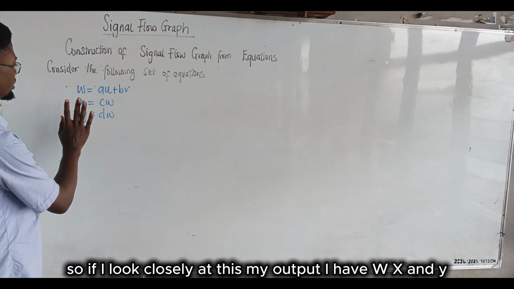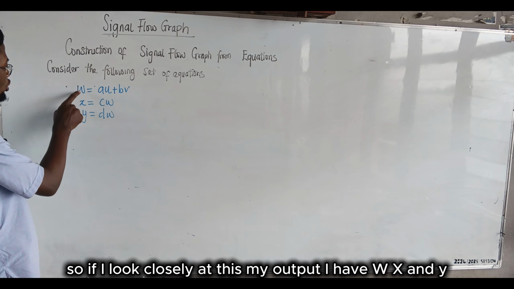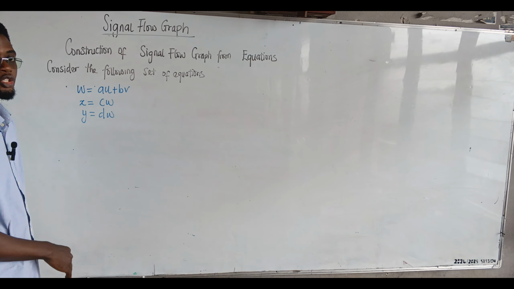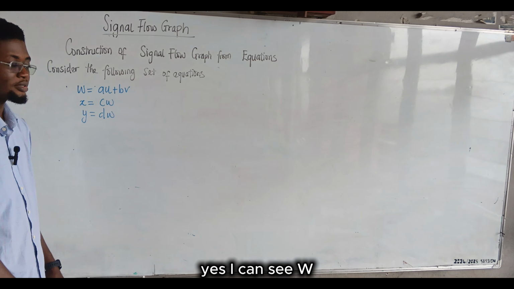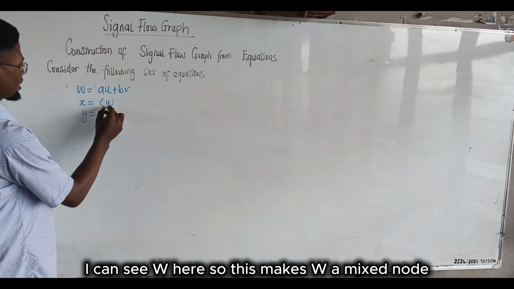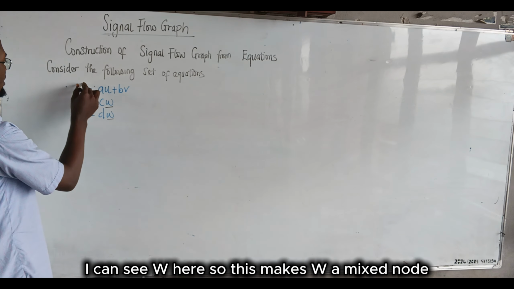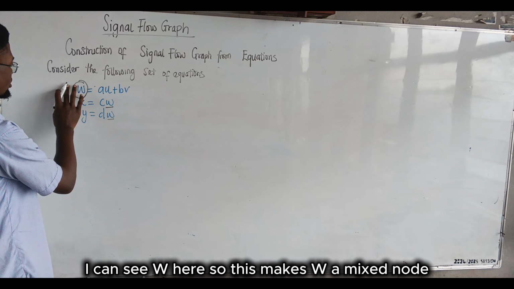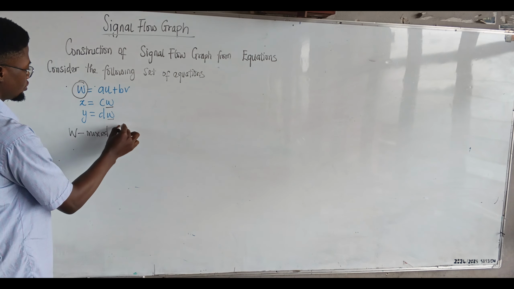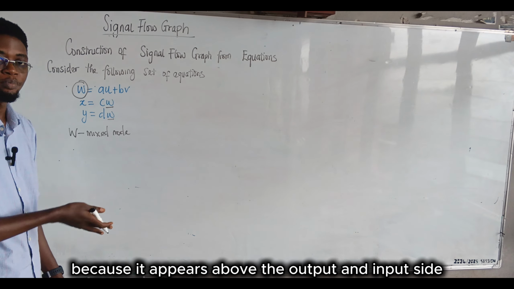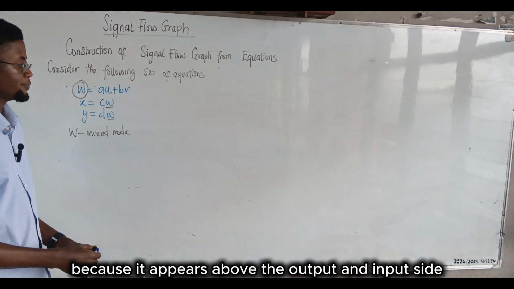So if I look closely at my outputs, I have W, X, and Y. Do I have any of these output nodes in my input side? Yes, I can see W here. So this makes W a mixed node, because it appears at both the output and the input side.